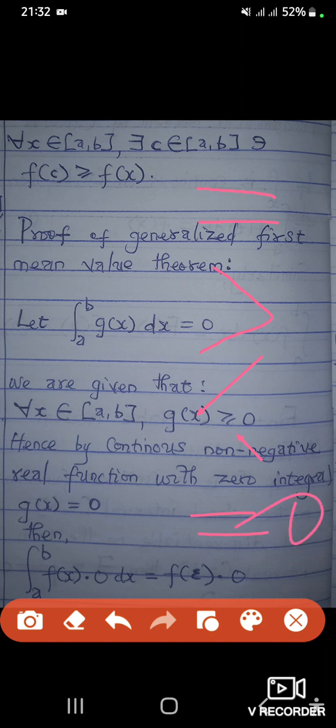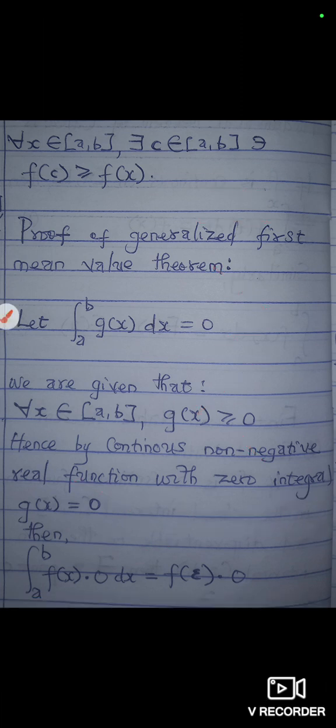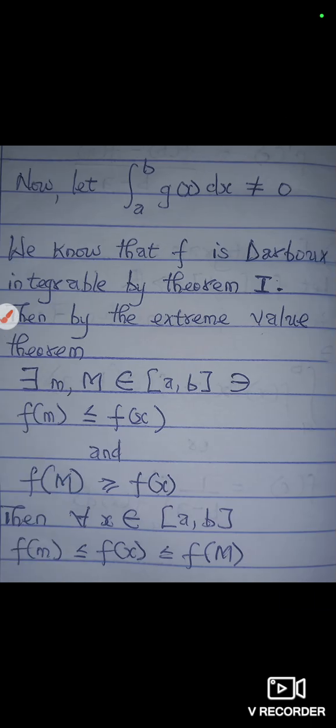The next one we want to show is what if g of x is greater than 0? That's what we are talking about. So we have just shown that when g of x is 0, the formula holds. Now let the integral not be 0. Let it be something else except 0. Then we also know from theorem 1 that f is Darboux integrable.